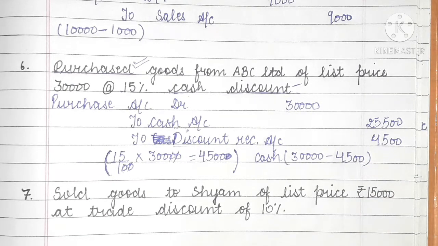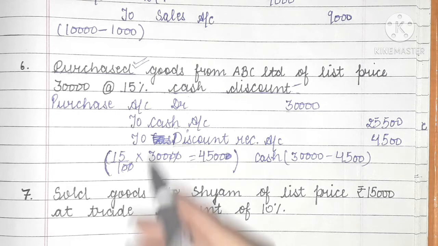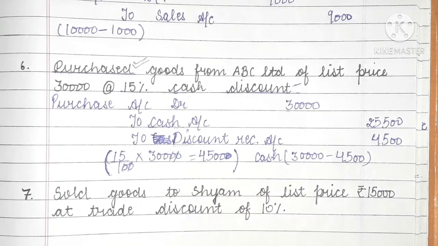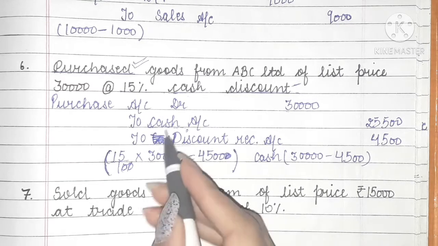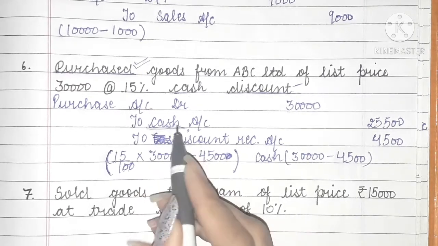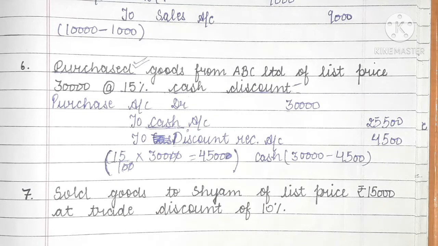So if you are getting confused with whether to debit the discount or to credit it, always remember that the discount received or the discount allowed will be on the same side of the cash account. That is, if we are debiting the cash, the discount will also be debited, and like here, as we have credited the cash, the discount account will also be credited.